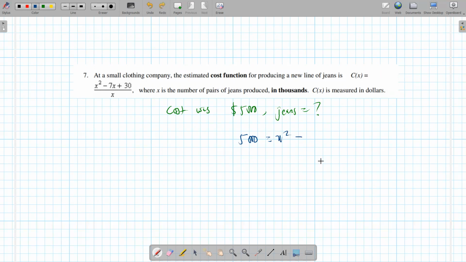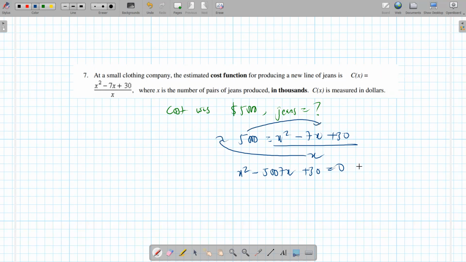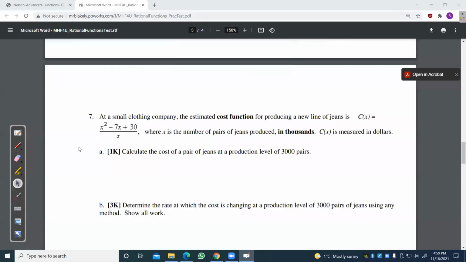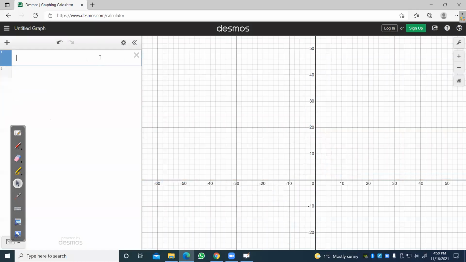Because x is the gene, so we don't know what x is. We need to solve for x. Like that. And then you multiply both sides by x. So we get x squared minus 5,007x plus 30 equals 0. I multiplied by x and then I moved this to this side. And again, this is a very difficult question to factor. Don't even bother factoring this. You can just straight up use the quadratic formula, okay? But because we're lazy, I'm just going to plug this in here, see if it gives us a nice answer.